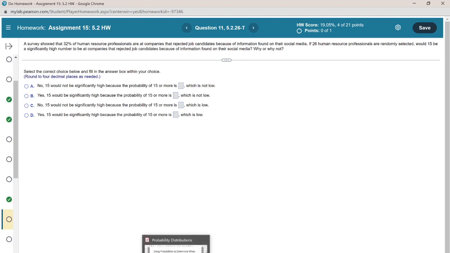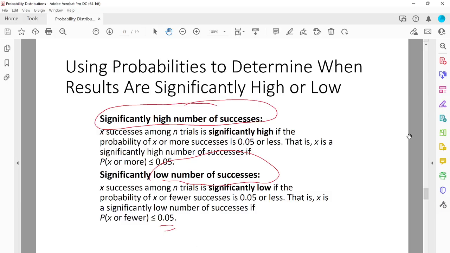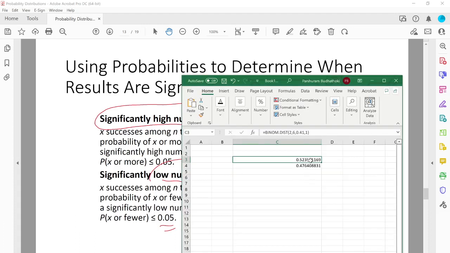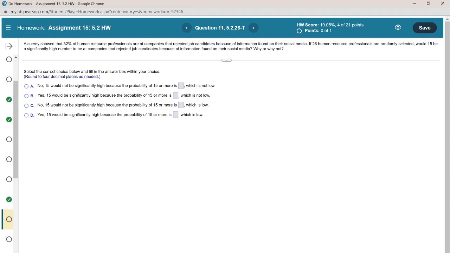So we would like to find out what is the probability of 15 or more out of 26. We can use the same trick the way we used before. We can use the binomial probability distribution function for up to 14 and subtract it from 1. That gives you 15 or more. Or we can use the calculator. In this case I'm using Excel, but you can also use a calculator.